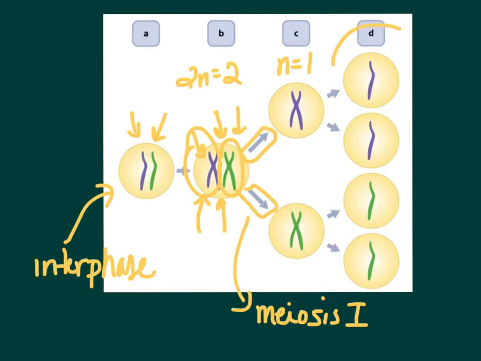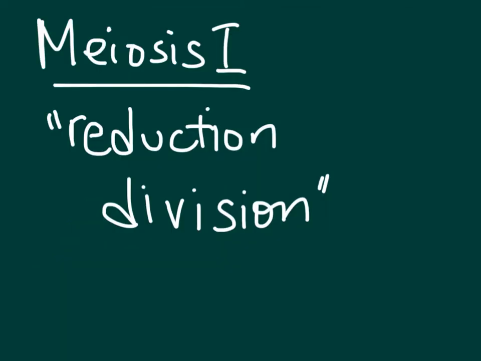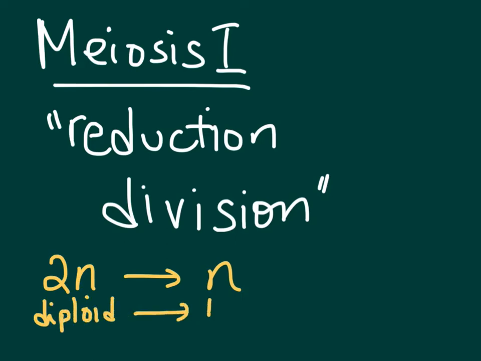After meiosis 2, which occurs between C and D, you'll notice we've still n equals 1, but now there's only a single chromosome, not a duplicated chromosome, in each cell. So that's the resulting product. We have 2 divisions where we end up with 4 haploid cells. Meiosis 1 is specifically referred to as reduction division, because that's where we go from 2n to n. So we go from diploid to haploid. We consider that reduction division because it reduces the number of chromosomes.